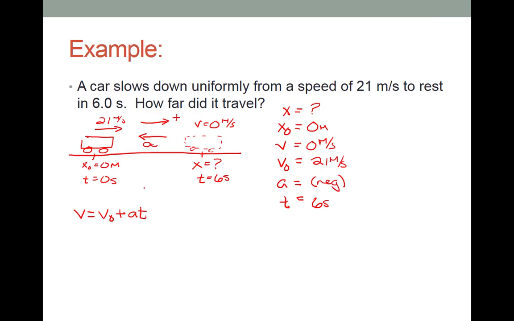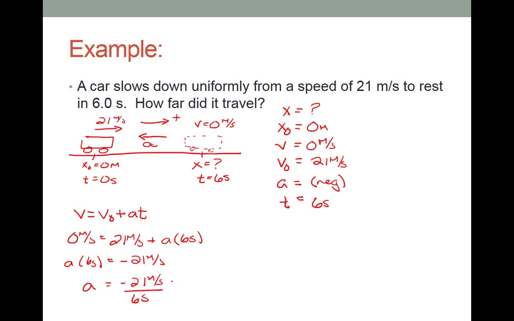V equals v naught plus at. So 0 meters per second equals 21 meters per second plus the acceleration times 6 seconds. Solving this, I get a times 6 seconds equals negative 21 meters per second. So take a minute, look at that, make sure it all makes sense to you why I wrote it that way. So the acceleration is negative 21 meters per second divided by 6 seconds.